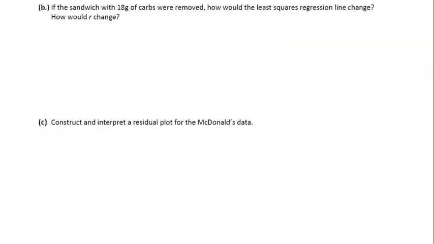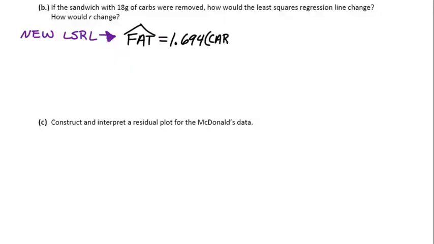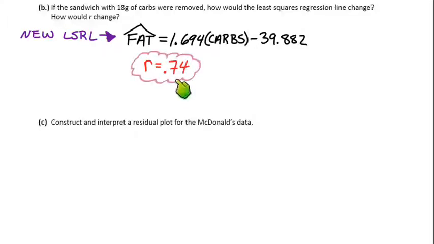Well, you saw in the calculator we have this new LSRL. If you delete that 1 point, predicted fat is 1.694, that's our new slope, and we got a new y-intercept. And then more importantly, our correlation got a lot stronger. Now it's 0.74. You could even call that a strong positive association.